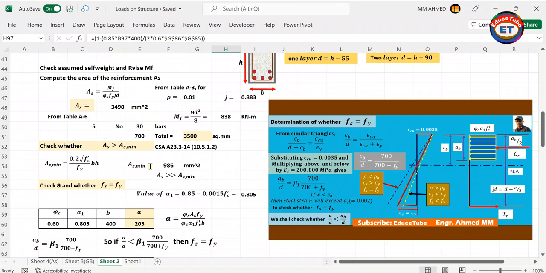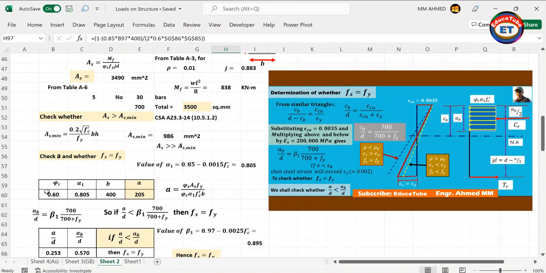Now one important question is, putting this steel like 3500, 5 pieces of steel, is steel yielding? That is important to check. To get steel yielding, we have to check A first and then we have to check whether Fs equal to Fy is okay or not, because Fs must be equal to yield stress. Value alpha 1, we have this formula, we can find. So once we get alpha 1, phi c, b, we can find A. Other parameter values also came from the other place, already on this sheet, because if I click here, all the values are here. So we got A.